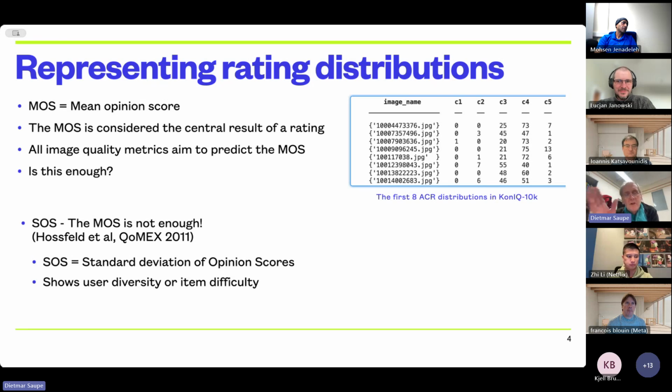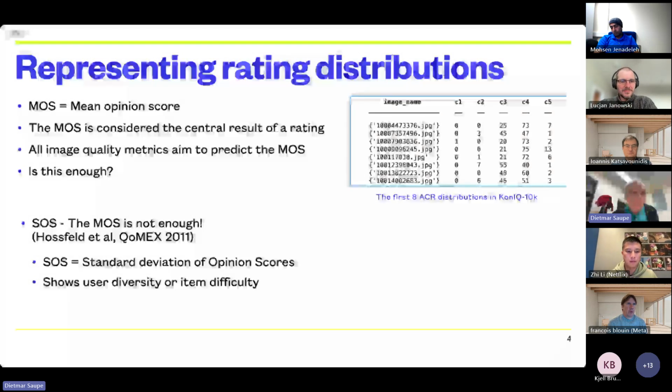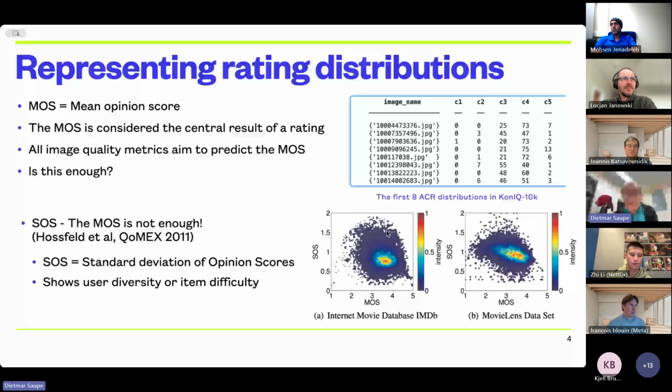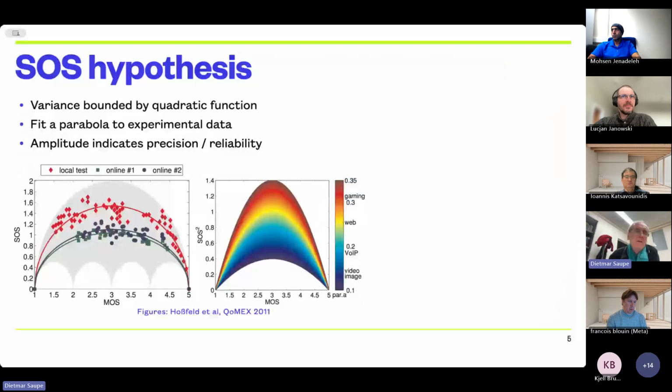So they said, okay, besides the MOS, we should also report the standard deviation of the ratings for each image or for each stimulus. So this shows the user diversity or item difficulty, as both are contained in the SOS. Okay, and so they looked at the internet movie databases, and they showed that for a given MOS, there are many images or movies here with vastly differing quality ratings or variances, let's say, of the standard deviation here.